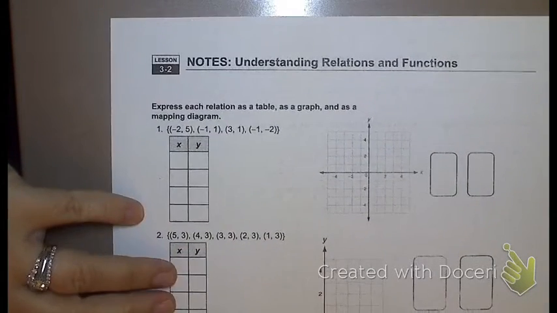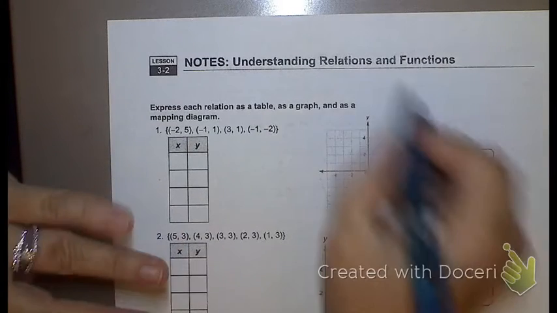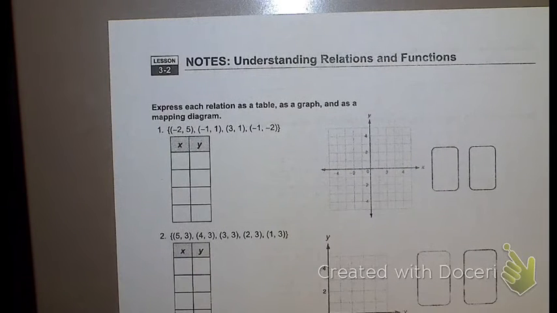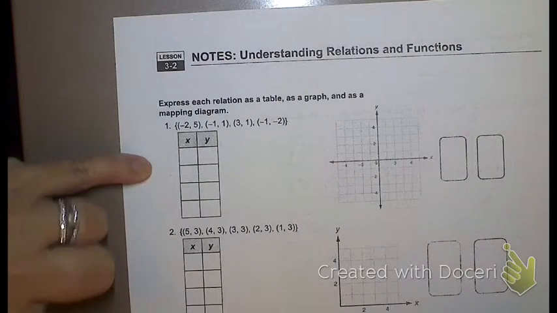Okay, so what I have here is functions. We're going to talk a lot about functions and relations. Relations are relationships between two numbers, usually an x and a y. And some relations meet the qualifications of being a function as well. So, here's what we're given in our first two examples here.